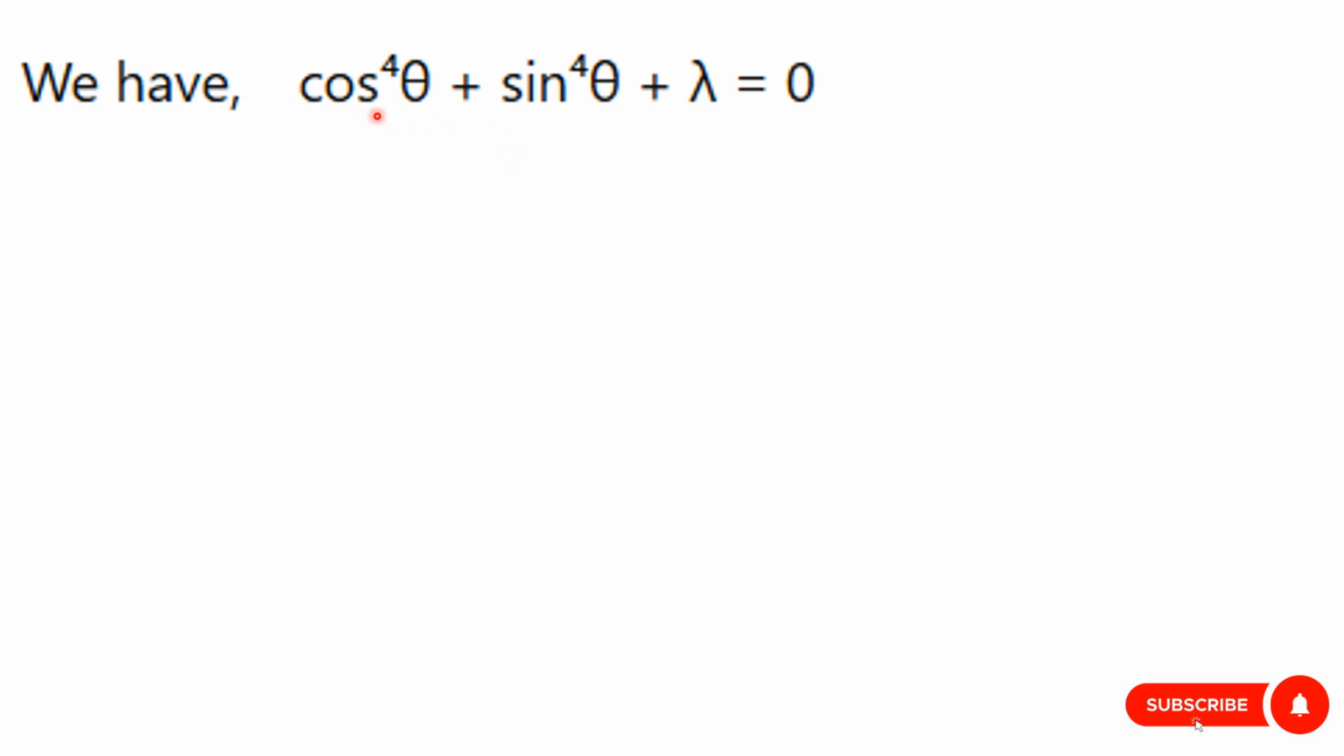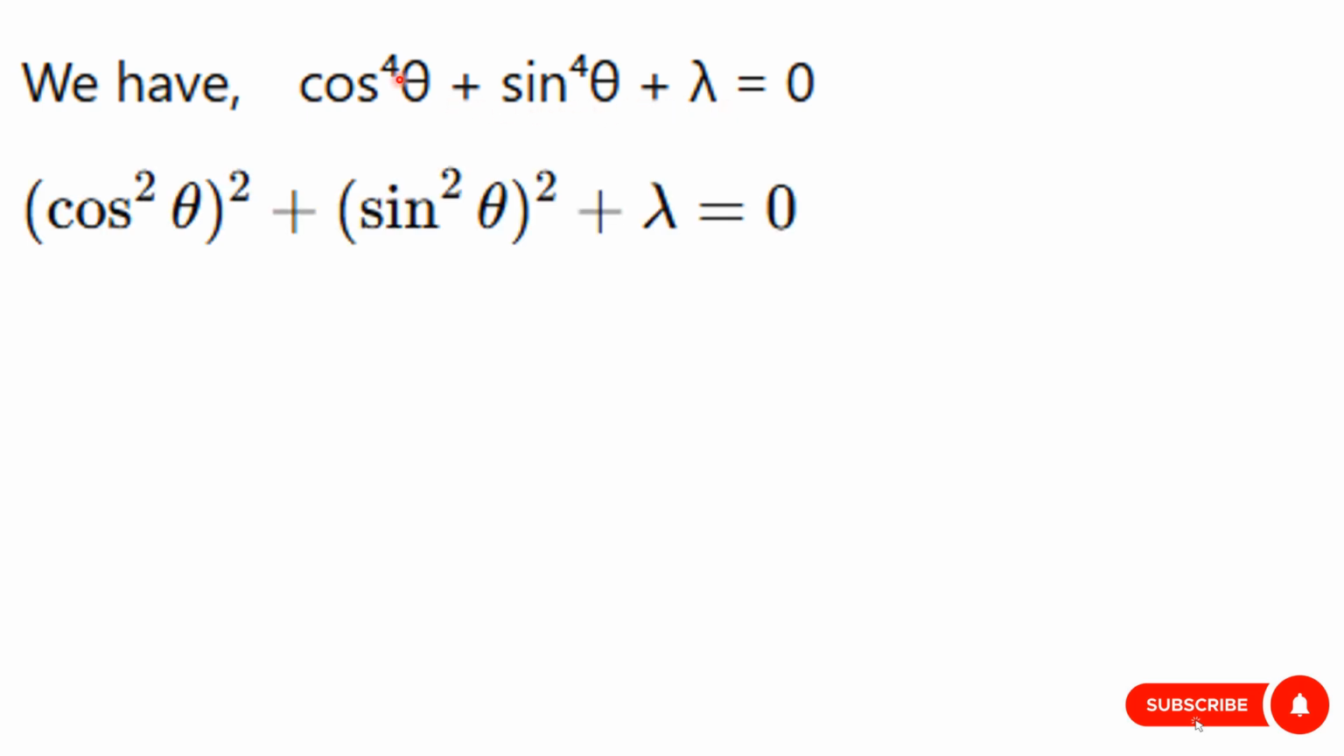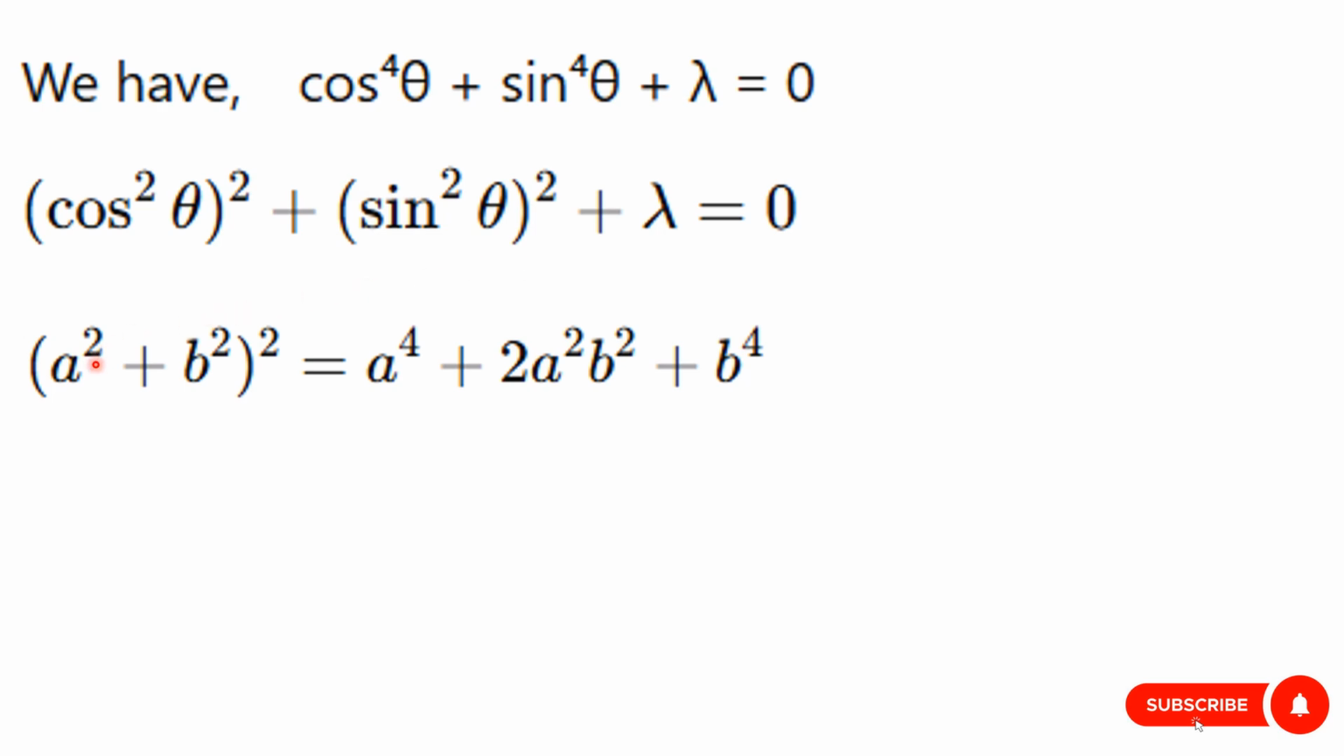Let us consider the given expression, that is cos⁴θ plus sin⁴θ plus lambda is equal to 0. We can rewrite this using the identity (a plus b) whole square equals a square plus b square plus 2ab. That is, (a square plus b square) whole square is a to the power of 4 plus 2a square b square plus b to the power of 4 here.